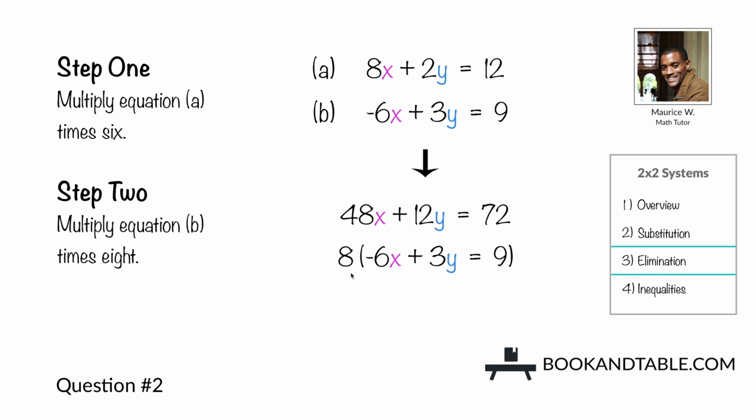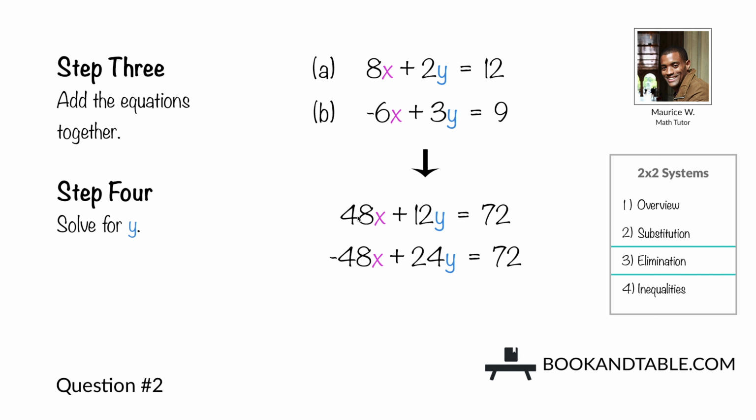And for equation B, 8 times negative 6x would give you negative 48x. 8 times 3y is 24y. And 8 times 9 would give you 72. Now the coefficients for our x terms are equal with opposite signs.